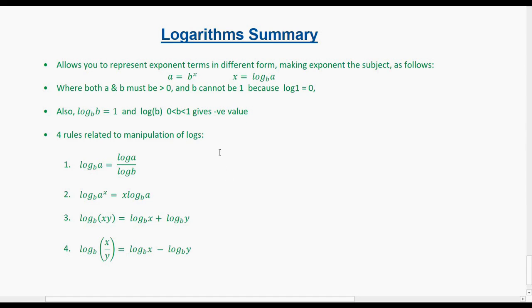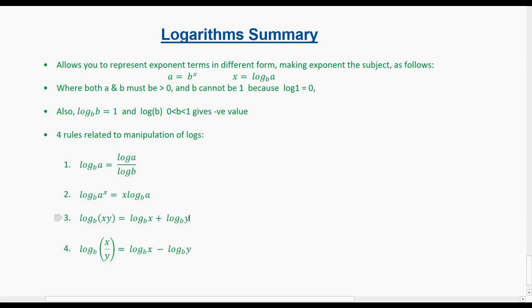Then there are 4 rules related to the manipulation of logs that we looked at. The first is the log of a term a with a base b is equal to the log of a over the log of b. Next, when you have the log of a term with an exponent, such as a to the power of x, you can bring down the exponent in front of the log term as if multiplying it.